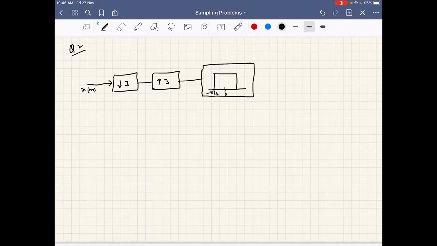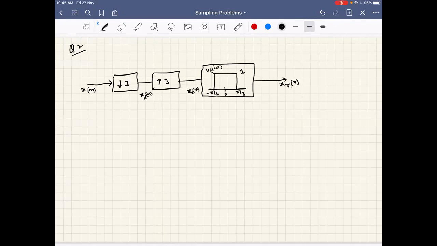The filter passband is minus pi by 3 to pi by 3, height is 1. This is h of e power j omega, a discrete filter. Then you get the reconstructed xr of n. After this process, here is the downsampled signal, and here is the upsampled expanded signal.